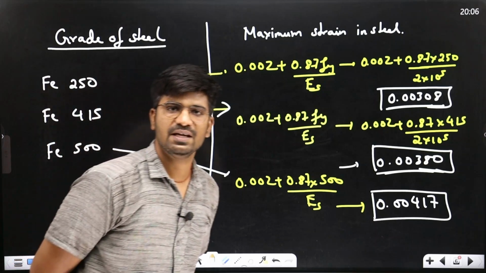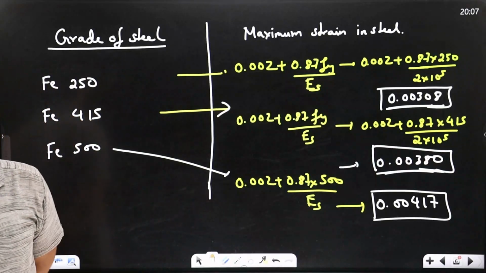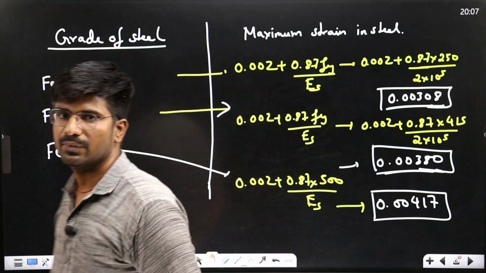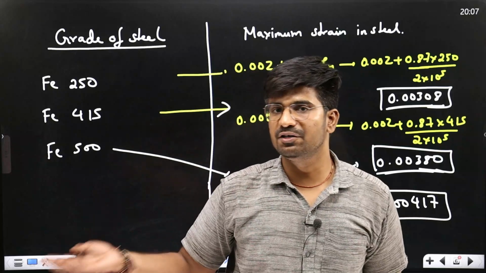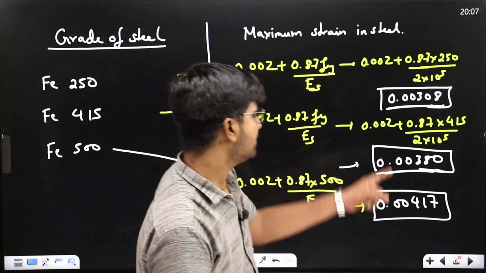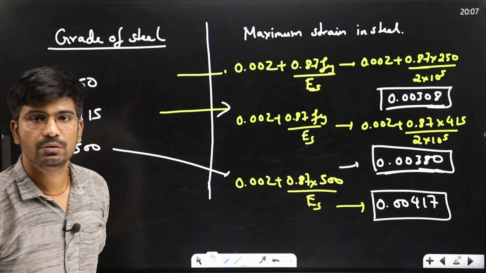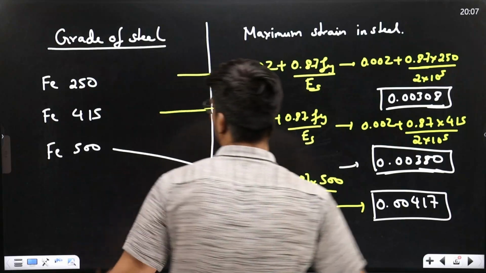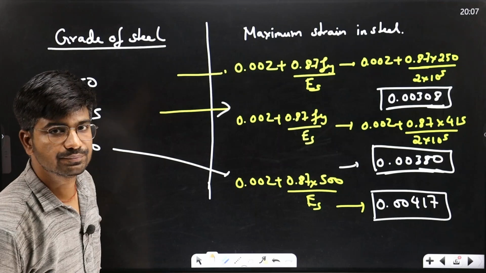So definitely one question they will ask: what is the maximum value of strain for concrete and for steel when you are using grade Fe415? What will be the answer? Think and answer. The maximum strain for concrete is a fixed value, 0.0035, and for steel, if you are using Fe415, you can easily say that it is 0.00380. For Fe500, it is 0.00417. And for Fe250, it is 0.0030. Got it?